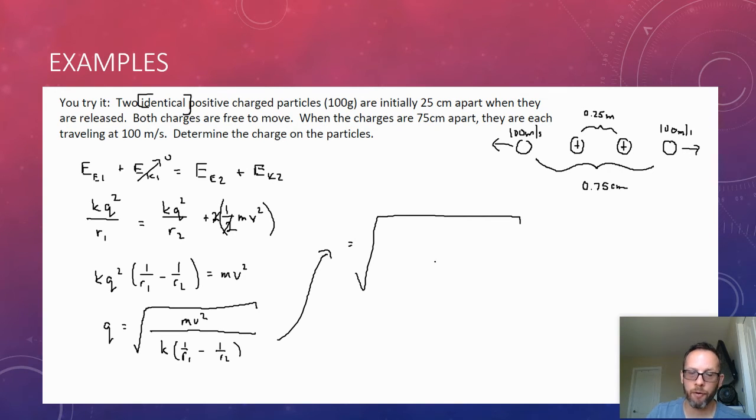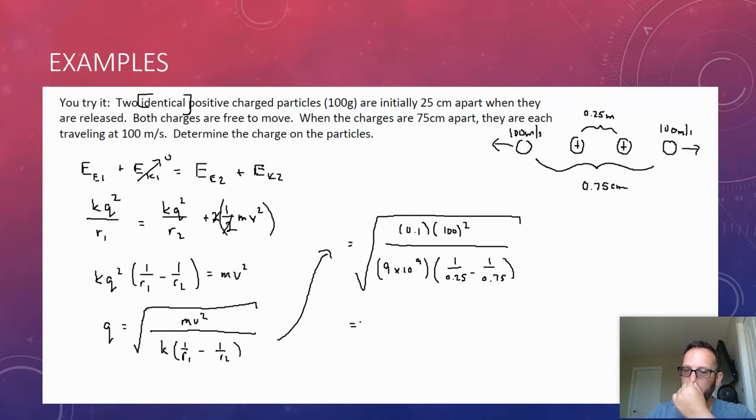So let's do it. As usual, if you prefer just to plug in things ahead of time, that's totally okay too. So m, 100 grams, 0.1 kilograms, 100 meters per second, squared, 100 squared. K, 9 times 10 to the 9. And then 1 over 0.25 minus 1 over 0.75. If you want to take a moment and give that a go. I'm actually going to do the bottom myself. So 1 divided by 0.25 is 4. 1 divided by 3/4 is 4/3. So this worked out to be 2.6 repeating, times 9 times 10 to the 9.